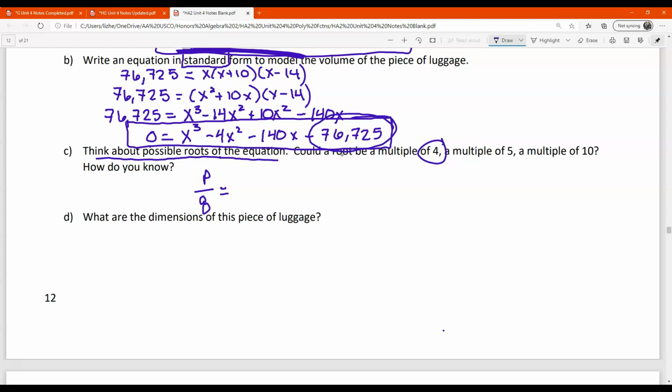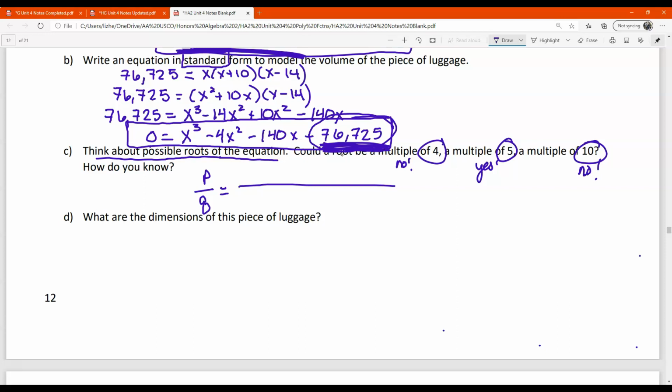76,725. This number ends in a 5. Therefore, you know that you have to have 5 going into there, right? 4 won't go into that number. It doesn't end in an even number. So could it be a multiple of 4? No. Could it be a multiple of 5? Yes. Could it be a multiple of 10? No, because no factor of this number will be divisible by 10.